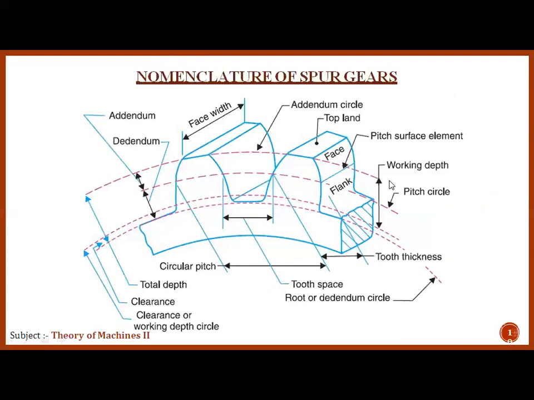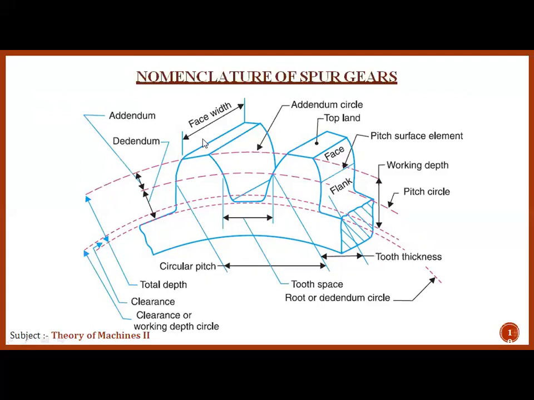Now, this nomenclature part we had seen, but from here also we can see the different nomenclatures. So this is nothing but the PCD, pitch circle diameter. Then this is the clearance circle. This is the dedendum circle. This is the addendum circle, isn't it? The portion which is above the pitch circle is known as face. The portion which is below the pitch circle is known as flank, isn't it?